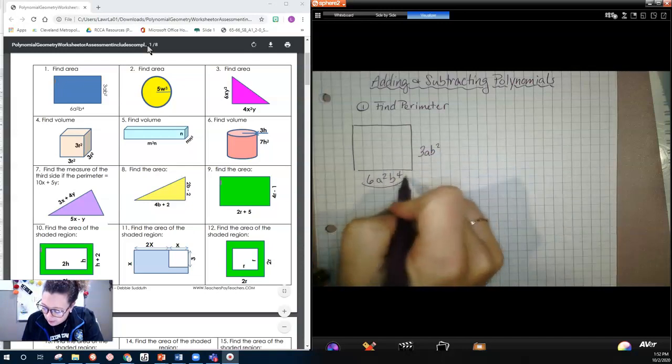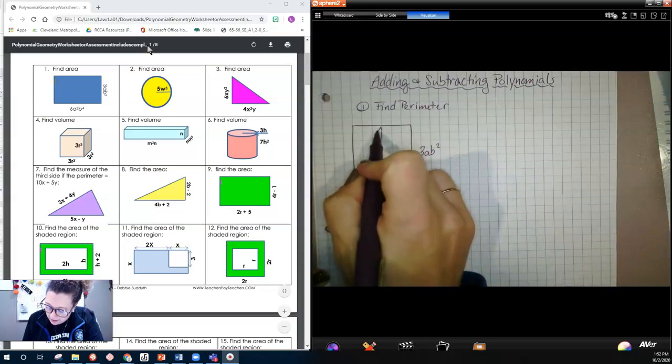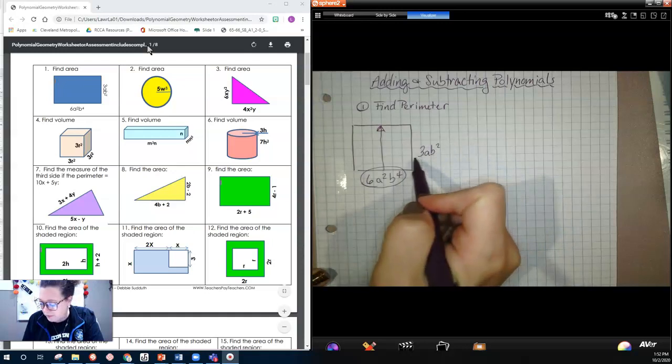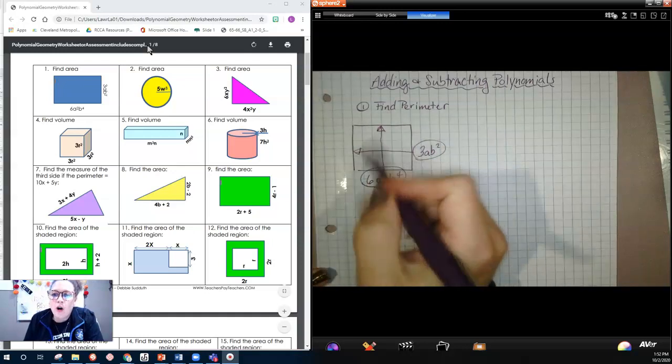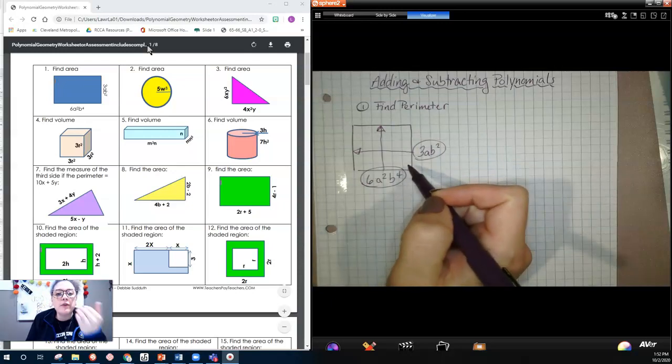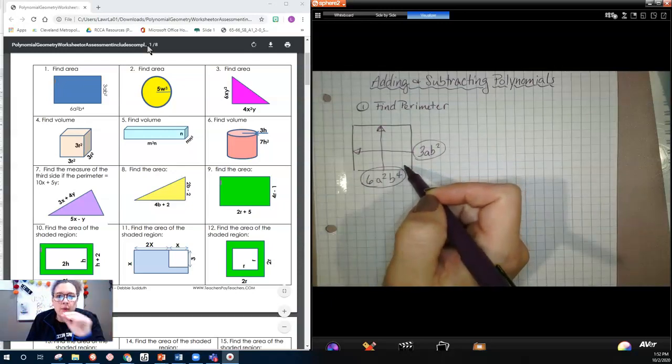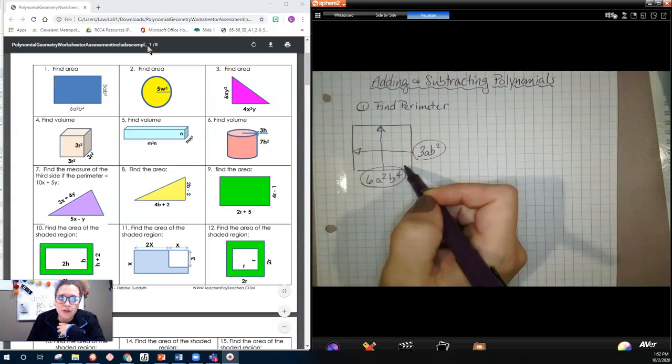So we need to remember that this measurement at the bottom is going to be the same at the top, and that this measurement on the side is going to be the same over here. So I need to add all 4 of those sides together. But we've done some multiplying already, and we can utilize that to make it a little bit easier. At least I think it's easier using that multiplication.